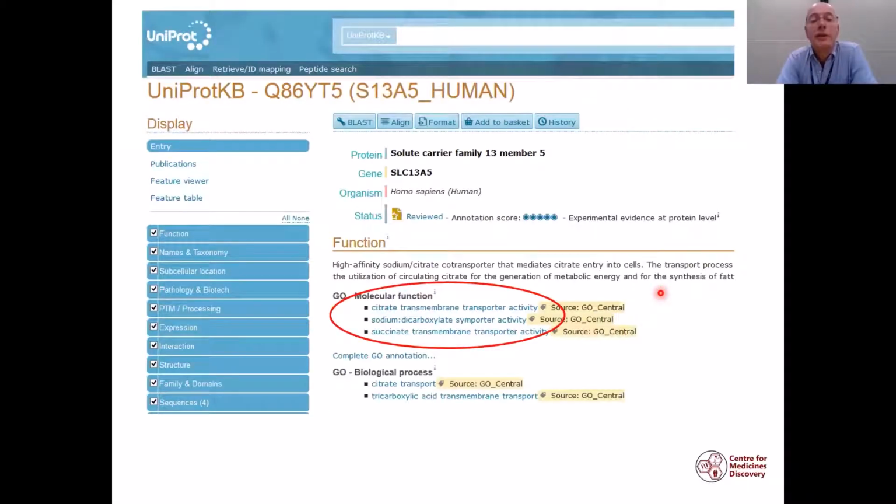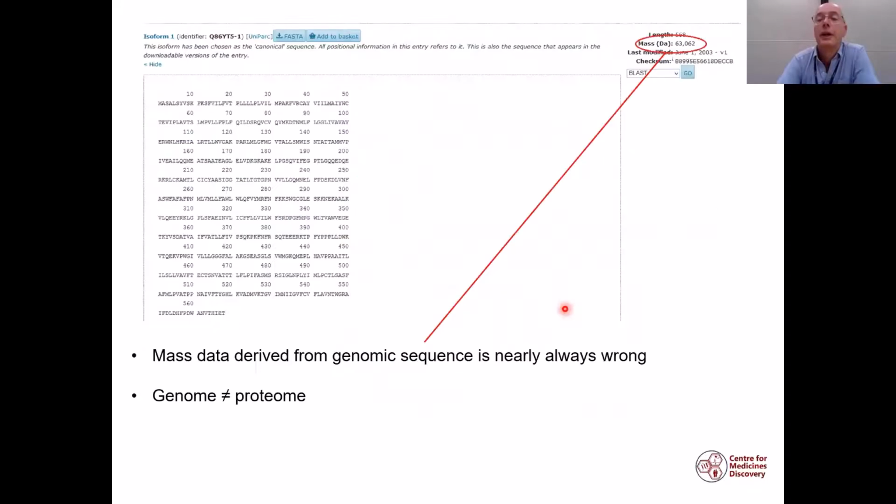I want to give you an example now of a protein that we could do some mass spectrometry on. This is SLC13A5. You can see from the UniProt entry that it is a membrane protein. Okay, that has important ramifications. Here's another page from the UniProt entry, and it's given us a mass, this mass here of 63,062 daltons.